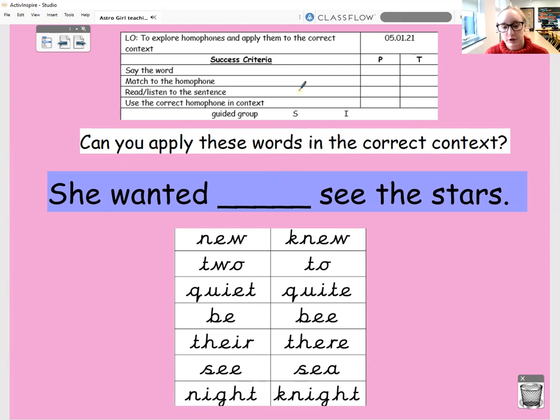The first one, make sure you've stopped that video halfway through and looked at those homophones and matched them up. Okay, you can either write that or cut and stick them if you've got them at home. And the second job is to put the right word in the correct sentence. Good luck, as I know this is a bit of a challenging task, but I can't wait to see everything that you all do at home today.